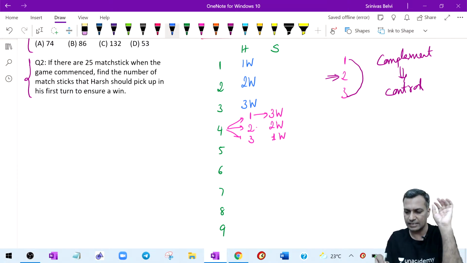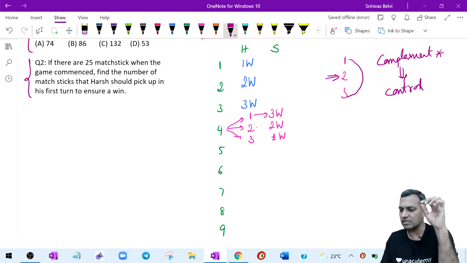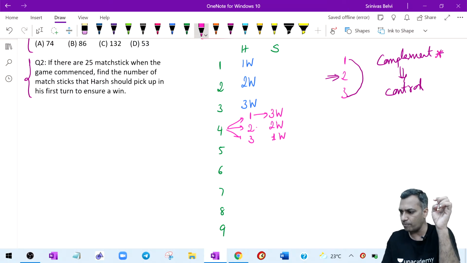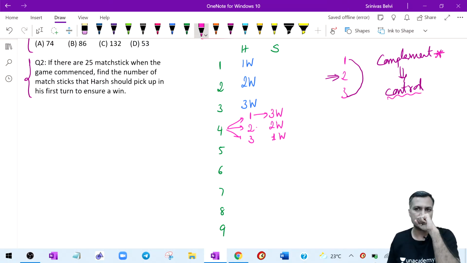Let's not worry about it. Let's talk two numbers here, as long as a complement for a certain number exists. Now, complement of what? We will come to that. As long as a complement of something exists, the control exists. That number is called a control number.